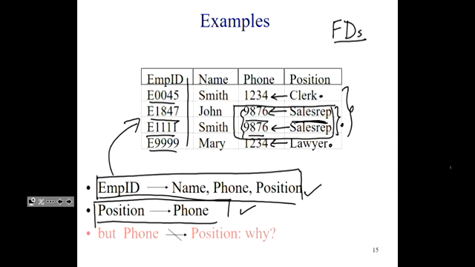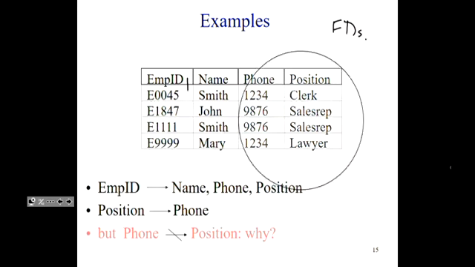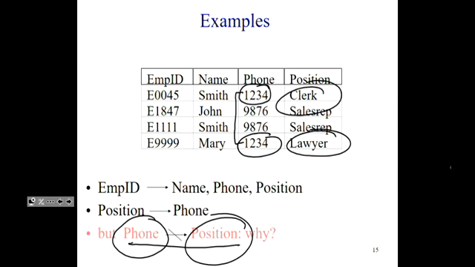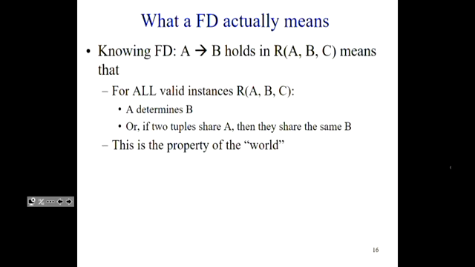On the other hand, if I wanted to verify whether phone implies position, this is not true. Why? Because if you look at clerk and lawyer, they have the same phone number. So you have two tuples that have the same value on the left-hand side of this functional dependency, phone, but don't have the same value on the right-hand side. So these two tuples violate this functional dependency. All right?